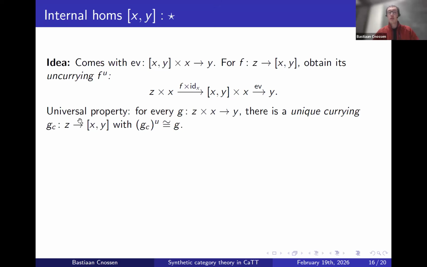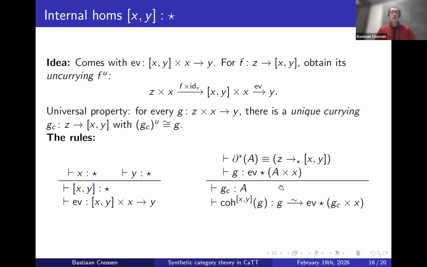And the universal property of this internal Hom should be that we can reverse this process. So for any map Z times X to Y, there needs to be a unique currying of this map whose uncurrying is G. So, I mean, the way that you would phrase this is similar to the previous rules. So we have for every X and Y, the internal Hom from X to Y, we have an evaluation map.